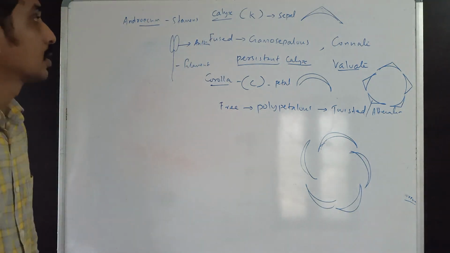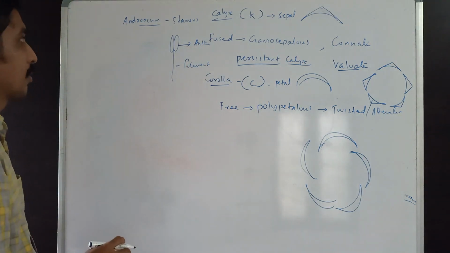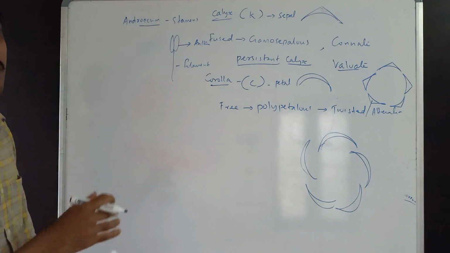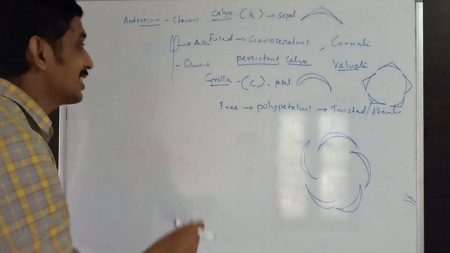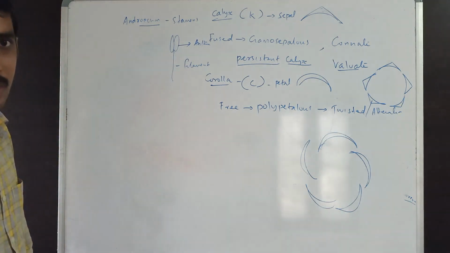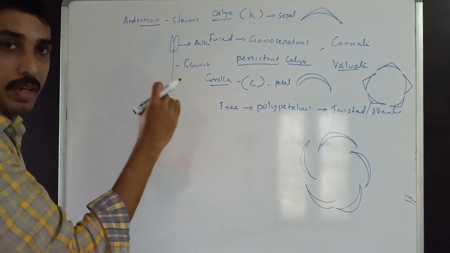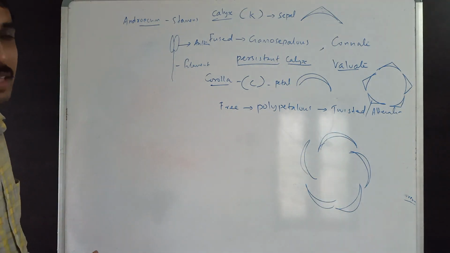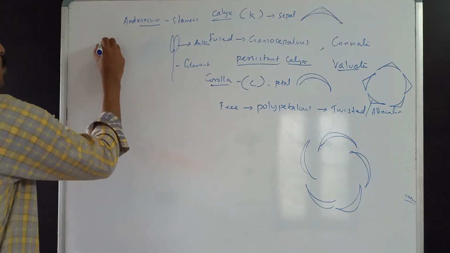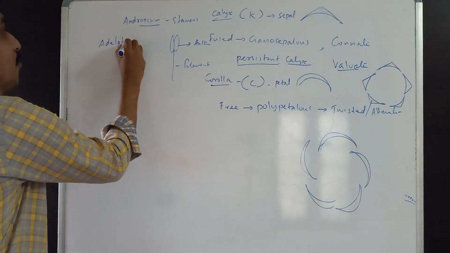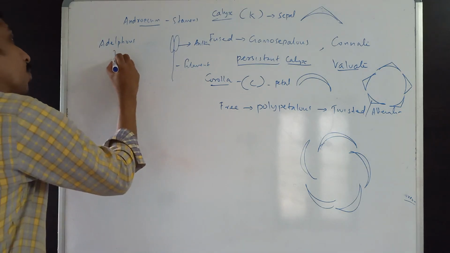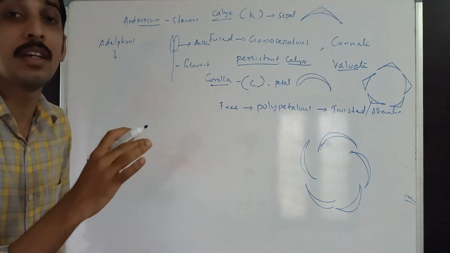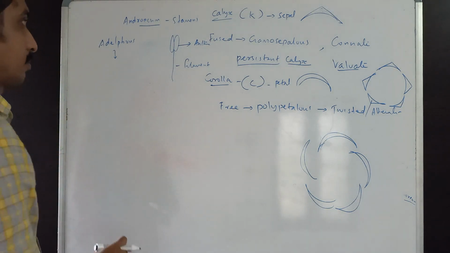In case of Malvaceae family, all the stamens are united, but the fusing region is only the filament. So if all the filaments of the stamens are united, then such a condition is called adelphous. So here the stamens are adelphous in nature, and especially all the stamens are united into a single bundle.